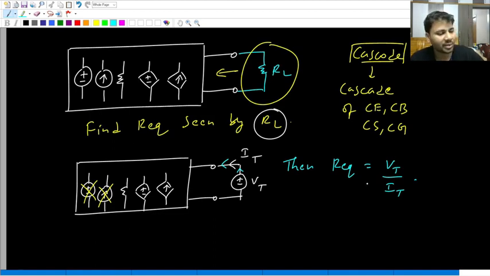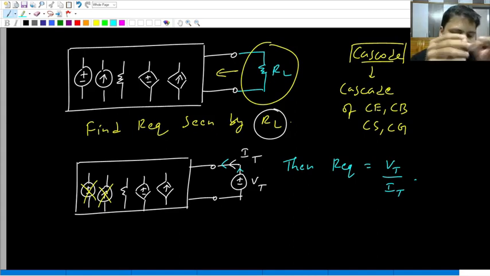So using this method, we can find the equivalent resistance seen by any element, or you can find equivalent resistance across any element. You can also find input resistance, output resistance. Any equivalent resistance in a linear network is always found using this approach. At least I use this approach always for finding the equivalent resistance. So you might be required to find R equivalent across any element.